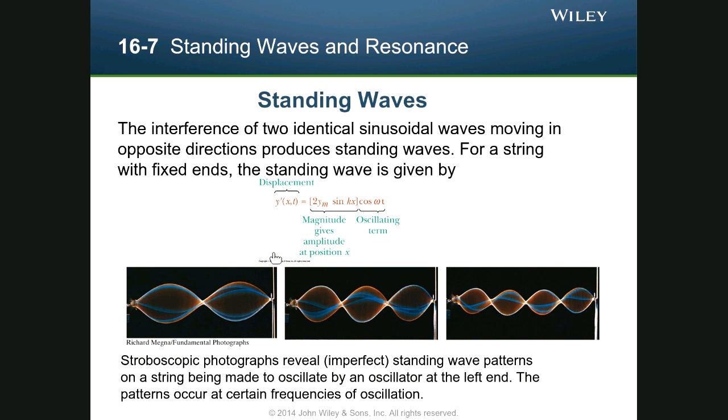And so you'll notice we have a different displacement term here now, right? Now our magnitude term depends on x, and our oscillating term only depends on t. Which makes sense because the waves are stationary for all intents and purposes, or the resultant wave is stationary. The two other waves are traveling.